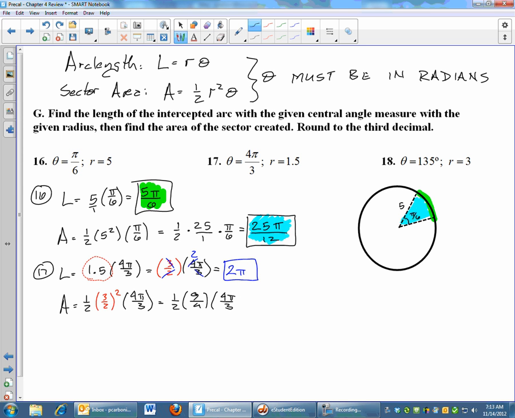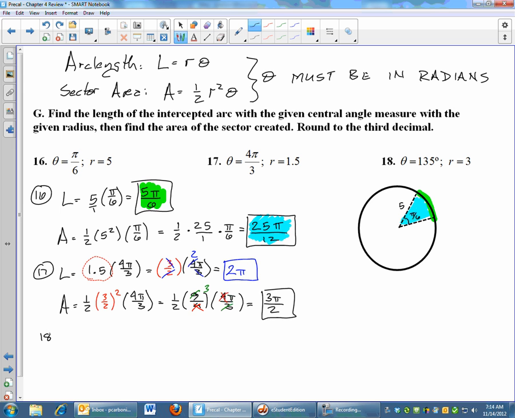And again, we're going to have some canceling here. This 4 is going to cancel this 4 completely. This 3 is going to go into 9 3 times, and I'll look at what's left. 1 times 3 times pi is 3 pi over 2 times, and those canceled, so we're just left with 2. So there's arc length and area for number 17.